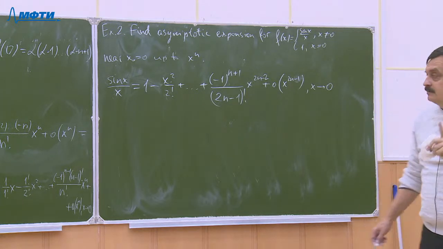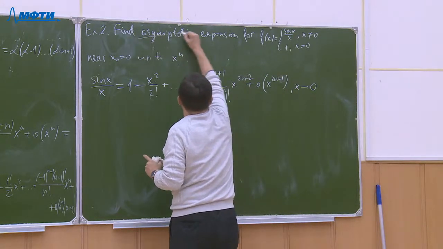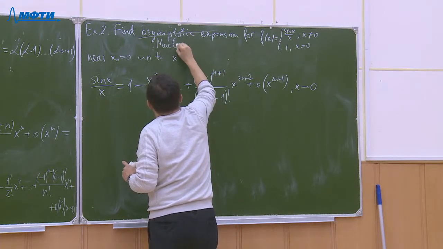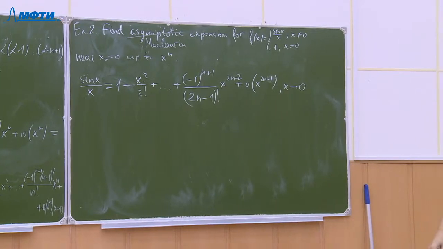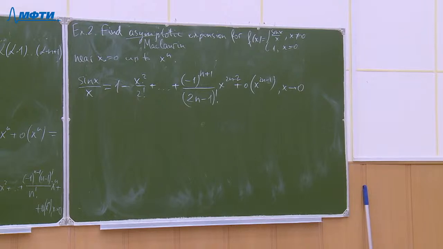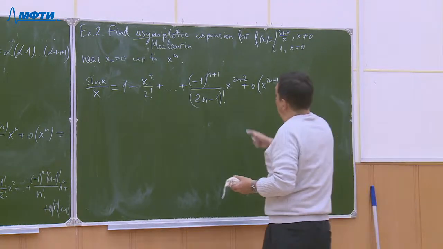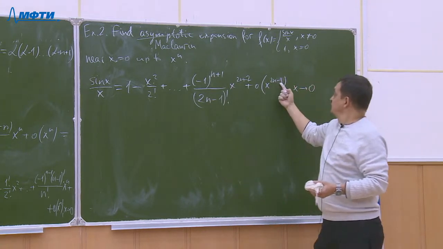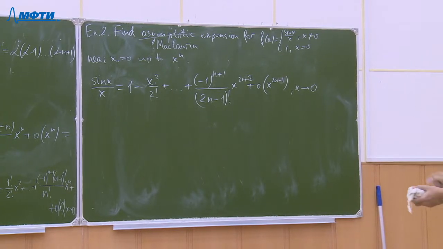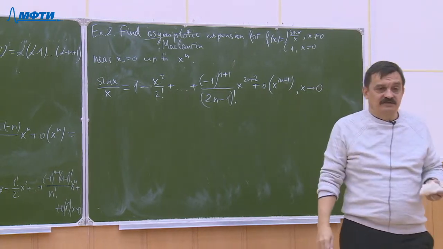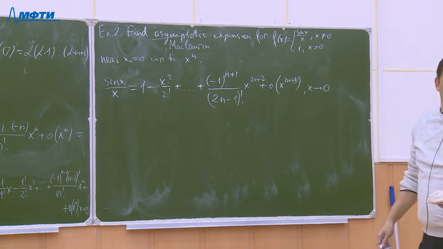But imagine that I would change the question. So instead of asymptotic expansion, put Maclaurin expansion. Then this would not be the end of the solution. Why? Because Maclaurin expansion means that the function has all derivatives up to order 2n minus 1. And the only way to check that this function f of x has such derivatives is to check that it has all derivatives at 0. And this is not an easy task, in fact.